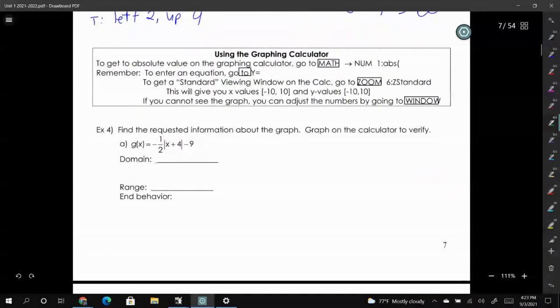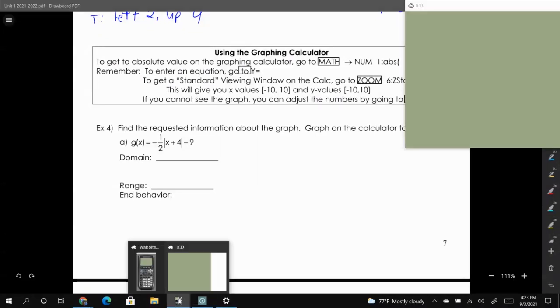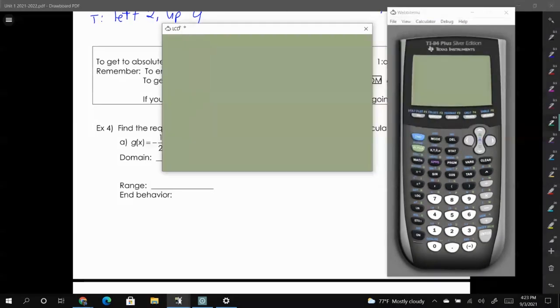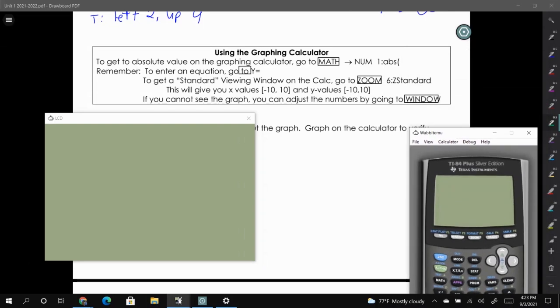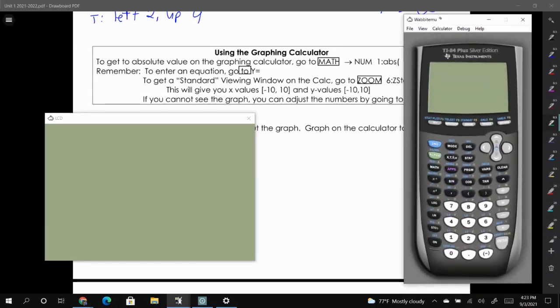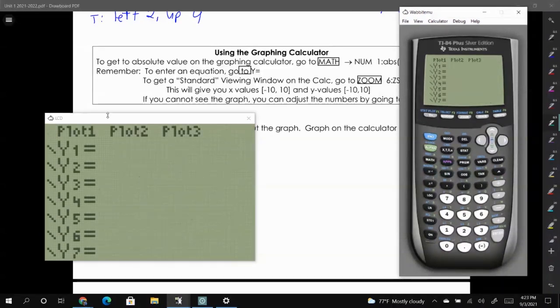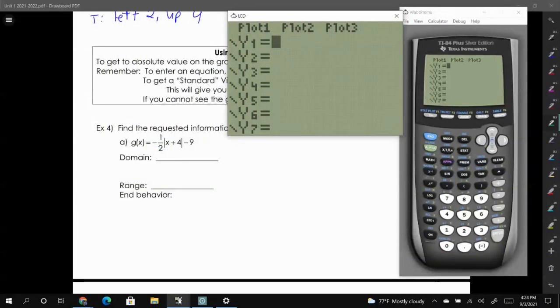Now, the last thing that we're going to do is learn how to graph these with your graphing calculator. Here's my graphing calculator. And the directions are also written up here on how to get to the graphing calculator, and also some helpful hints on how to adjust your window. So what we're going to do is press Y equals, and we see our graphing screen, and we're going to type this in.